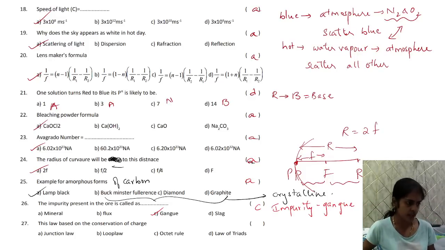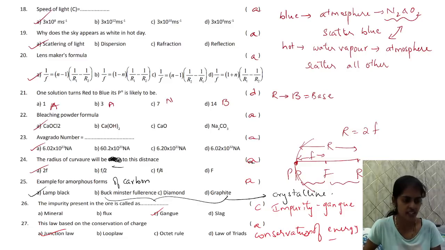Next one. This law is based on conservation of charge. So we have two laws: junction law and loop law. Conservation of charge is junction law. Conservation of energy is loop law.